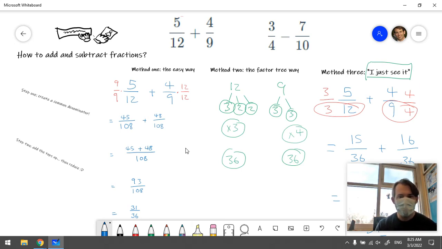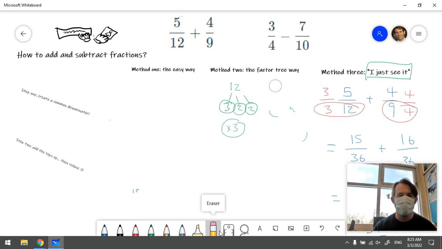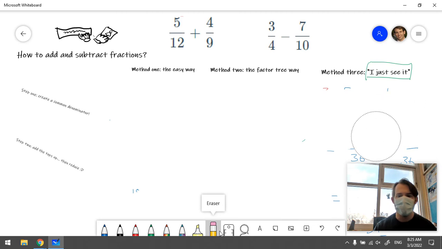Okay, so now let's take a look at it with a subtraction question. Subtraction of fractions is pretty well the same thing as addition of fractions. We're just going to have a negative sign in there that's going to follow us through our calculations. The creating of common denominators works exactly the same way.